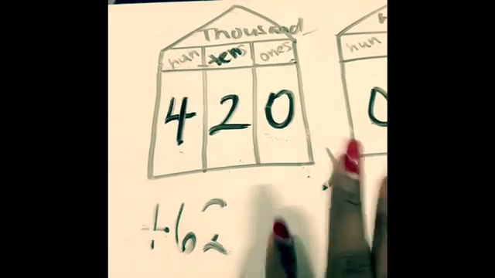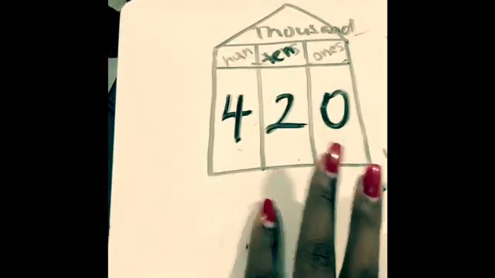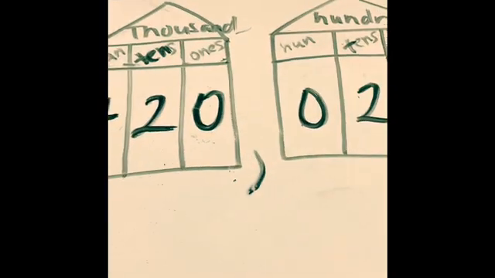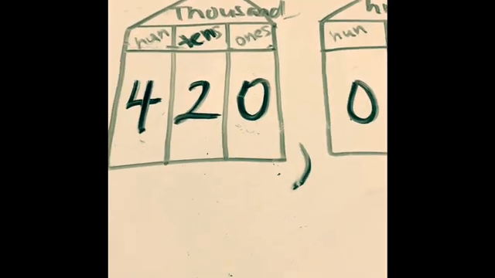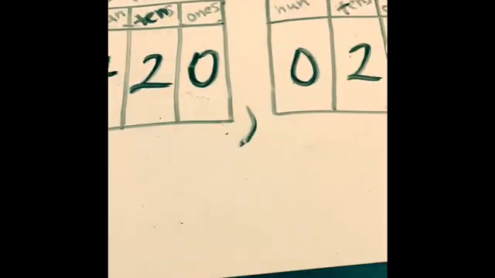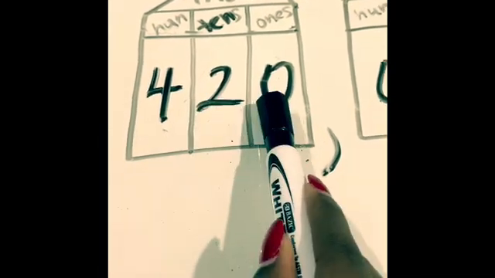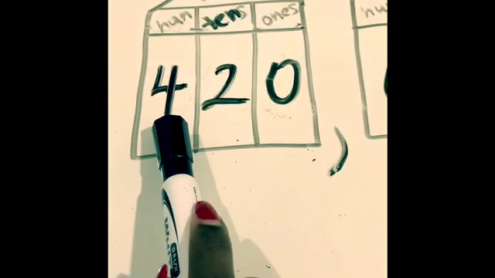Don't be confused, okay? We have a growth mindset. We can do challenging things. Let's take a look at it house by house. First, we're going to be looking at the thousands house. This is a 0, this is a 2, so I know this is 20. This is in the hundreds house, so I know this is 400.